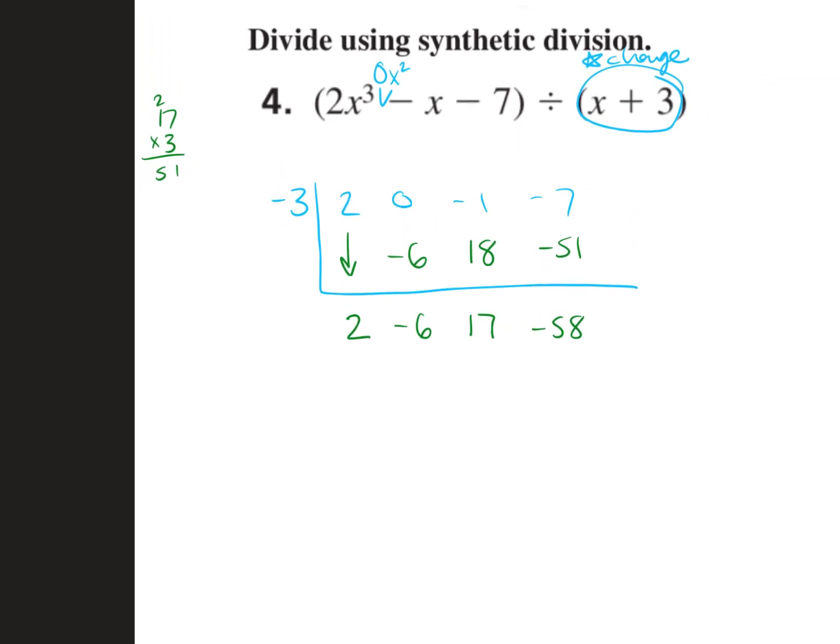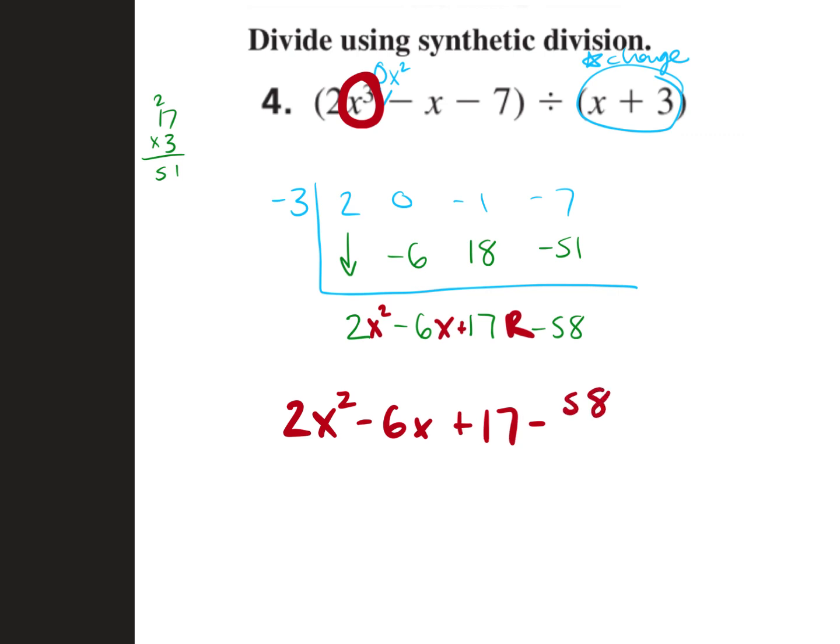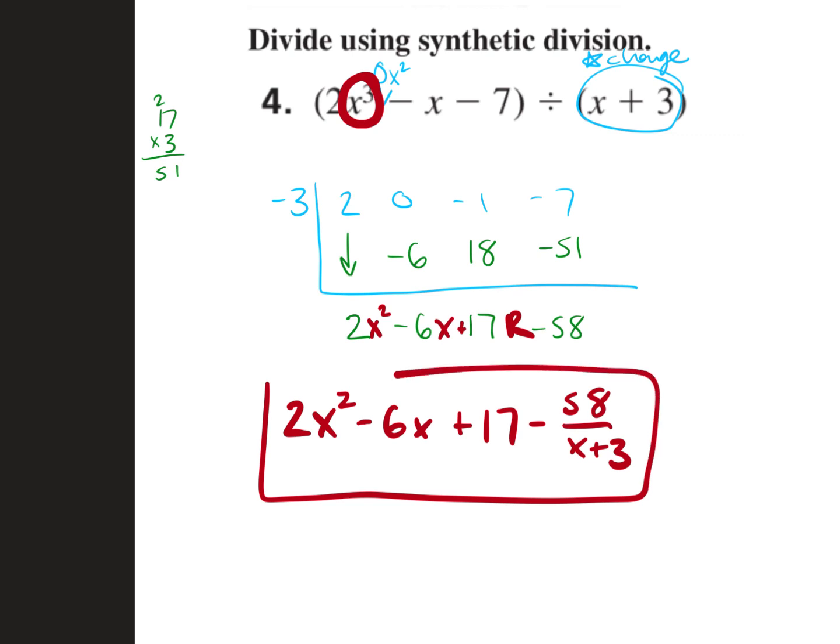All right, if my question starts with x to the third power, what's my answer going to start with? X to the second minus 6x plus 17. Remainder is negative 58. So let's write that a little bit better. We have 2x squared minus 6x plus 17. How would I write the remainder? So I'd say minus 58 over x plus 3. Since it's a negative, I'd write minus instead.